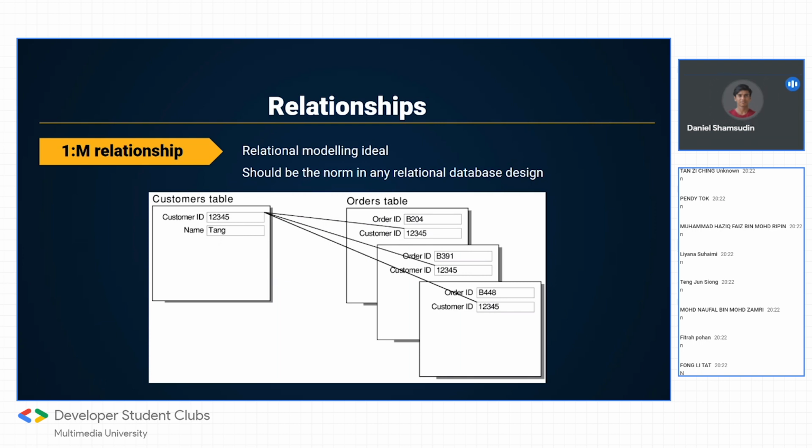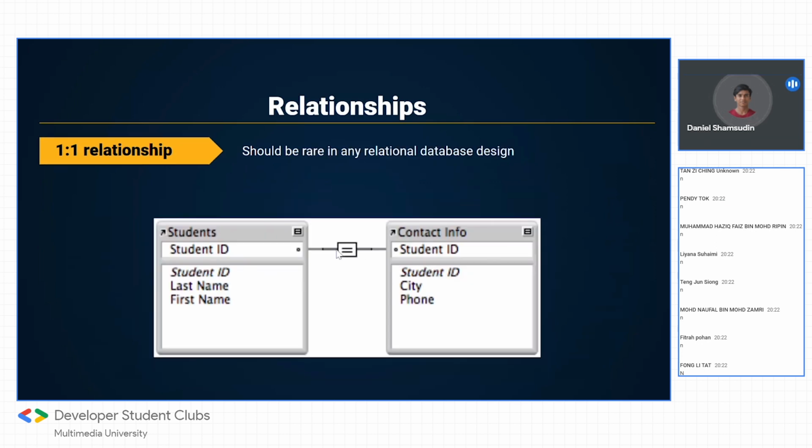The same goes for the many to one relationship. In this case, the one to many is customer to order table. So one customer can have many orders. As for the many to one, we can say that many orders can belong to one customer.